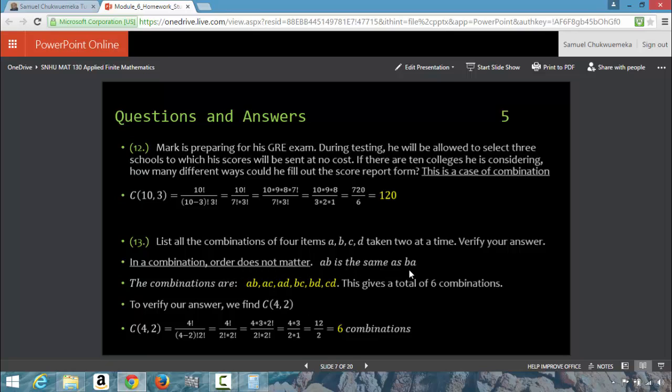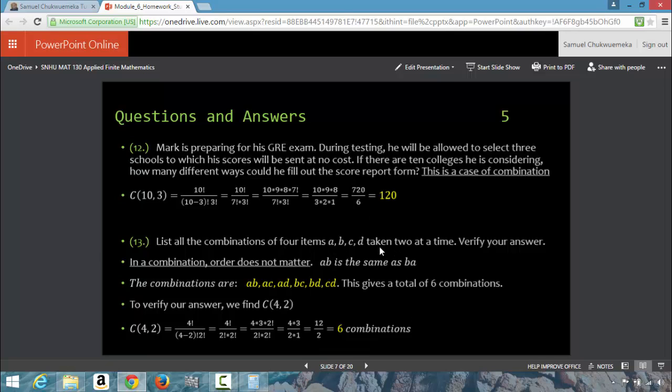AB is the same as BA. AC is the same as CA. AD is the same as DA. BC is the same as CB. BD is the same as DB. CD is the same as DC. In combination, when we are listing it, this is just AB, AC, AD, BC, BD, CD. That gives us 6 combinations. How do we verify it?